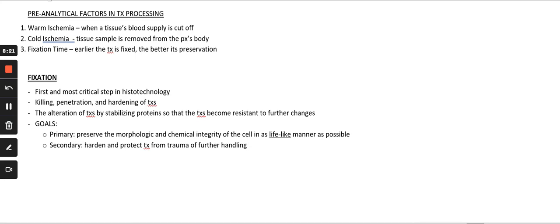So again, the most important thing here is that basically we just have to stabilize the proteins so that we can proceed to the different steps, right? Because we have preserved what we needed to preserve, and we have also hardened and protected the tissue so that it will not be damaged towards the succeeding steps, right? So that covers dehydration and all.